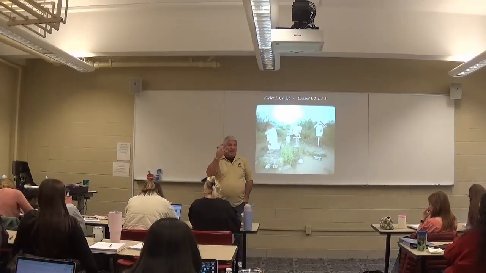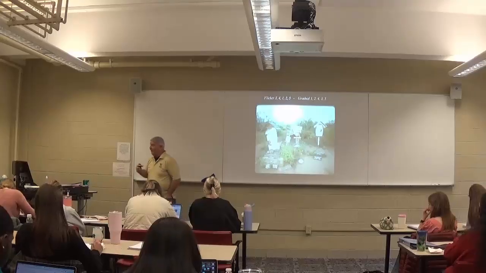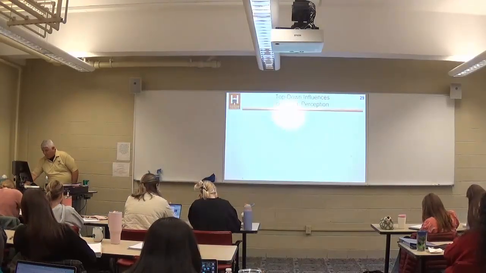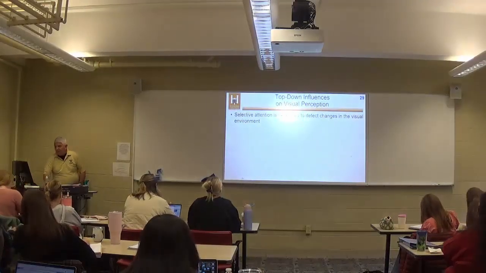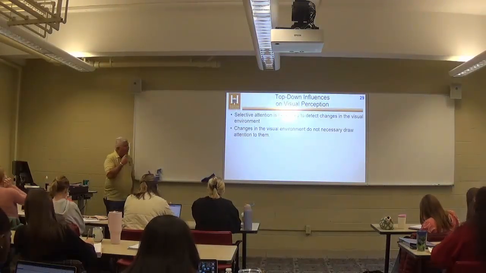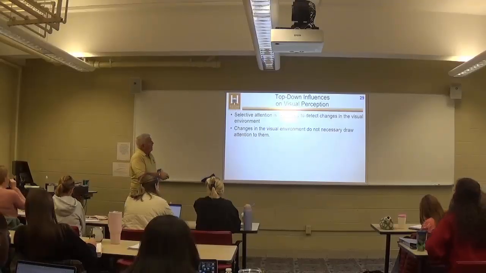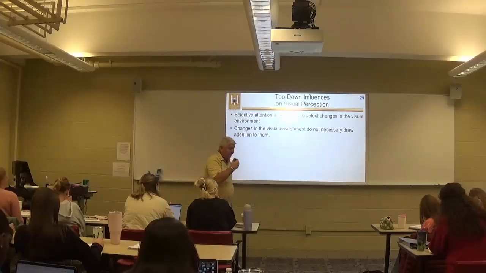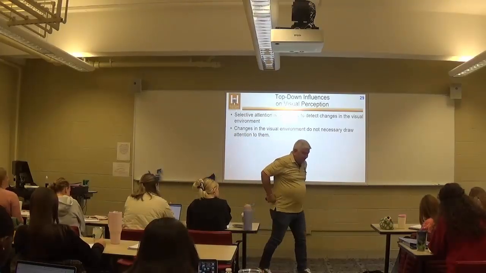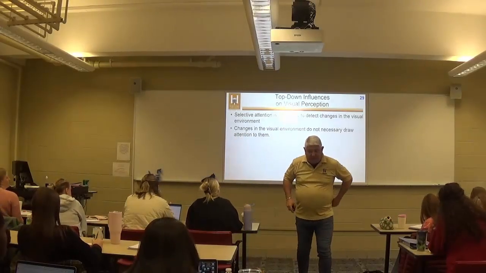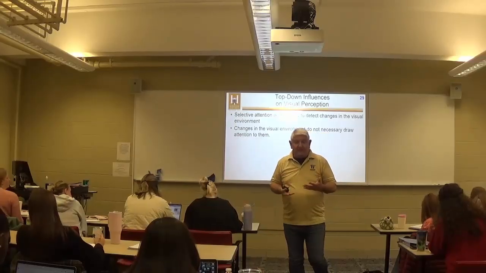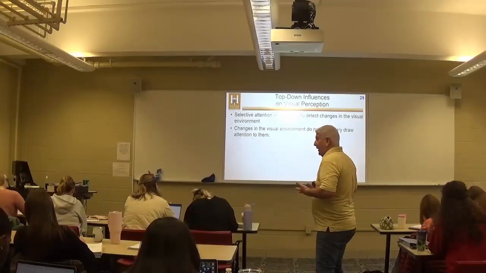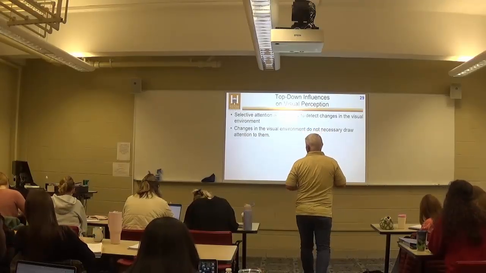It's not enough to simply have information coming in. We have to be paying attention to that information in order to see that. Okay, so selective attention is necessary for us to detect these changes in our visual environment. And while stimulus salience can play a role in helping us detect changes, right? It's not always sufficient, right?